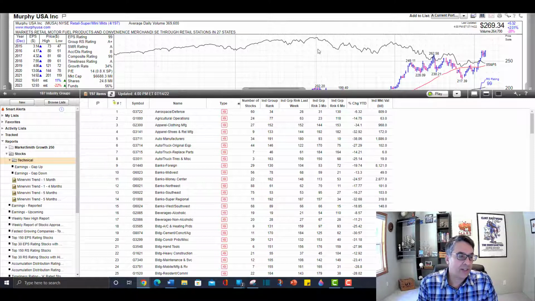The other one I like to use is the Minervini 5-month trend pattern. These are stocks that have been above their 50-day and 200-day moving average for at least 5 months, which seems like a long time, but the average strong performing stock stays in an uptrend for a year to a year and a half, and 5 months is right about when these things really start to take off. So it's actually a good spot to start looking for stocks.